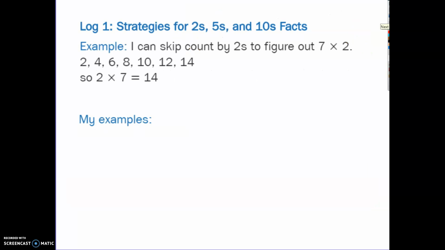Okay? So, for strategies to help you figure out times 2s, times 5s, and times 10s, we can skip count by 2s or by 5s or by 10s. So, for example, if it was 7 times 5, I could skip count 5, 10, 15, 20, 25, 30, 35. And if it was 10 times 7, I could skip count by 10s. 10, 20, 30, 40, 50, 60, 70.